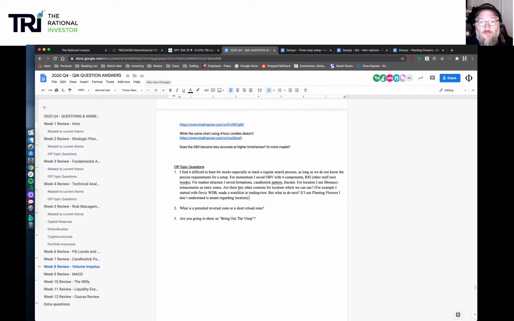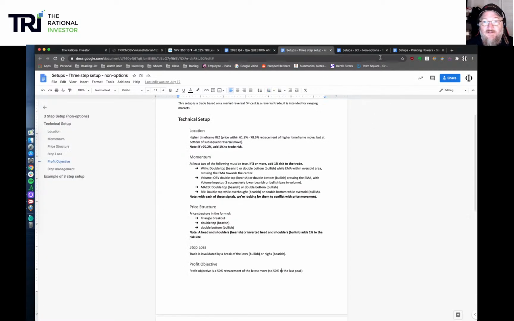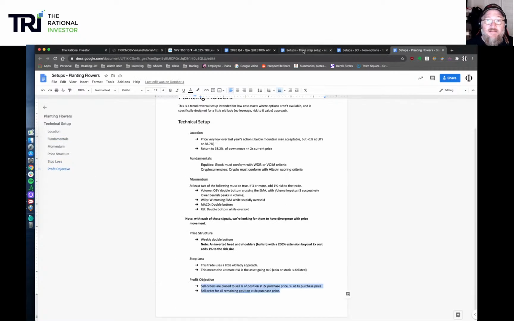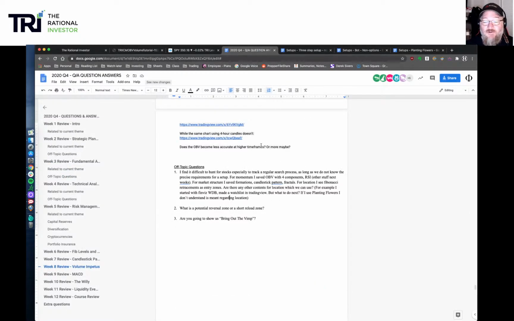Hopefully that helps. It's an overall plan. And right now, I think you've got everything you need to initially start looking at planting flowers, three-step setups, and bots. We're going to be learning some more tools that are perhaps a little more useful as we go to them, but we've got the basic picture together now. We can start evaluating these setups, and I recommend you do that over this next couple of weeks. Start evaluating these specific setups. Start doing some paper trades on them.